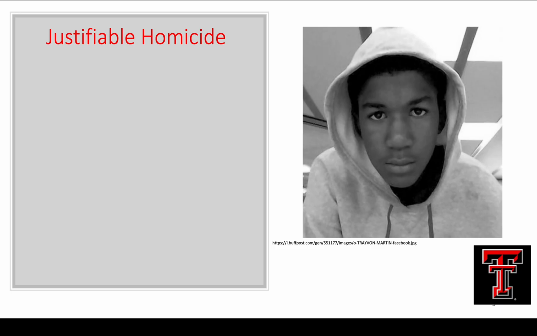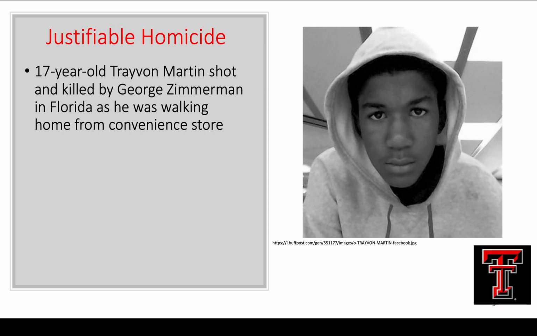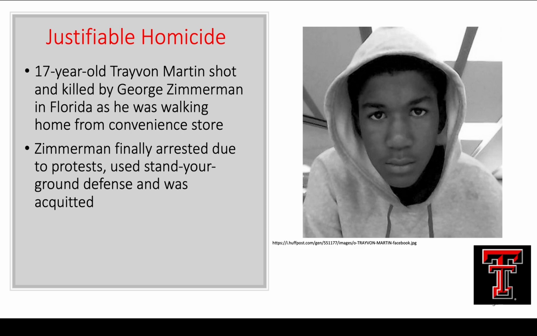One example of a justifiable homicide: 17-year-old Trayvon Martin was shot and killed by George Zimmerman in Florida. He was simply walking home from a convenience store. George Zimmerman thought that he looked out of place, thought that he was committing a felony, which he was not, and ended up shooting and killing him.